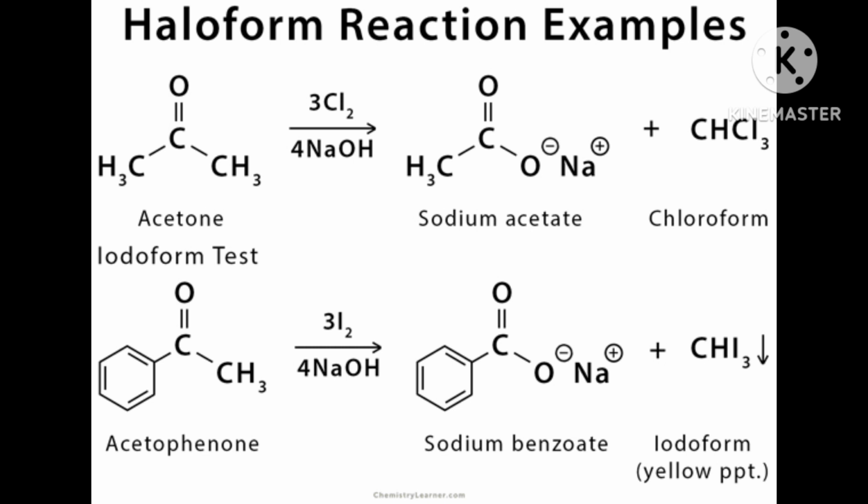The iodoform reaction with sodium hypoiodite is also used for detection of the CH3CO group, or the CH3CHOH group, which produces the CH3CO group on oxidation.